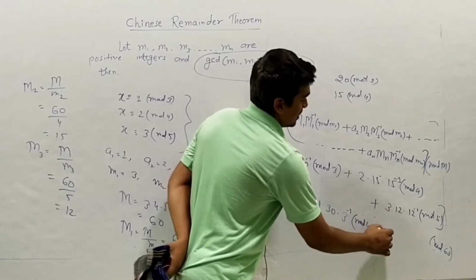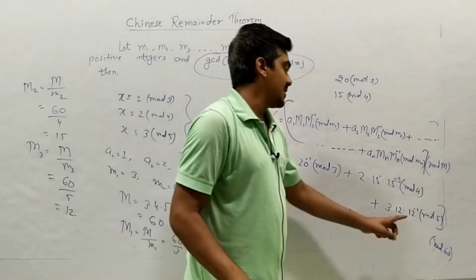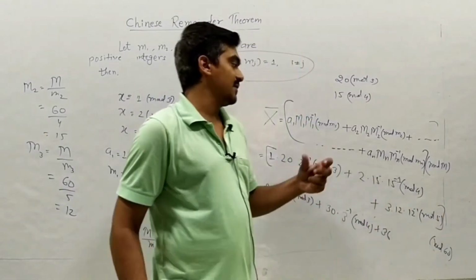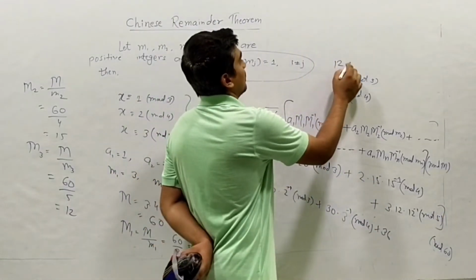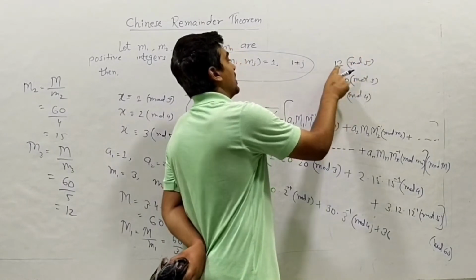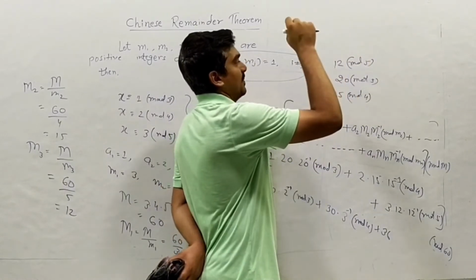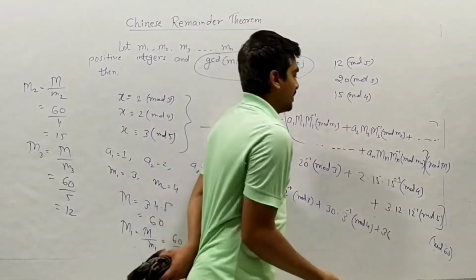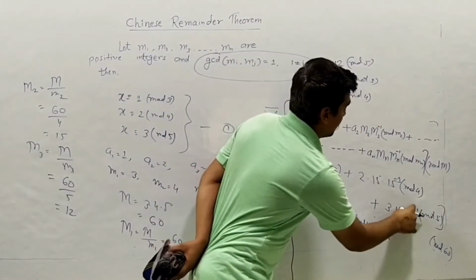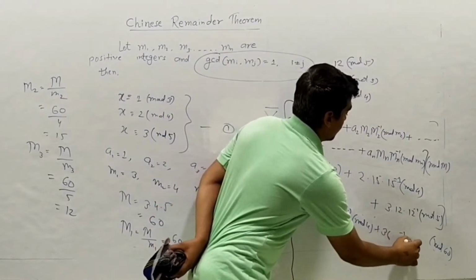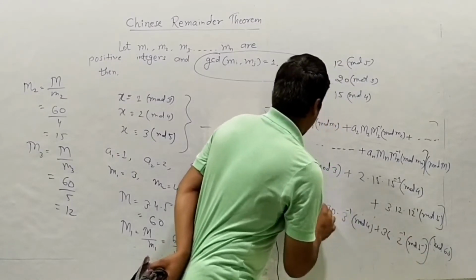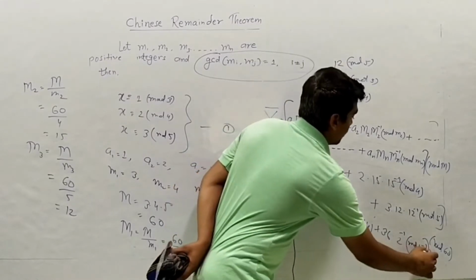Then 12 times 3 is 36. What is 12 inverse modulo 5? First we find what is 12 modulo 5. Divide 12 by 5 and get remainder, that is 2. So 12 inverse can be written as 2 inverse modulo 5, and the whole term is taken over modulo 60.